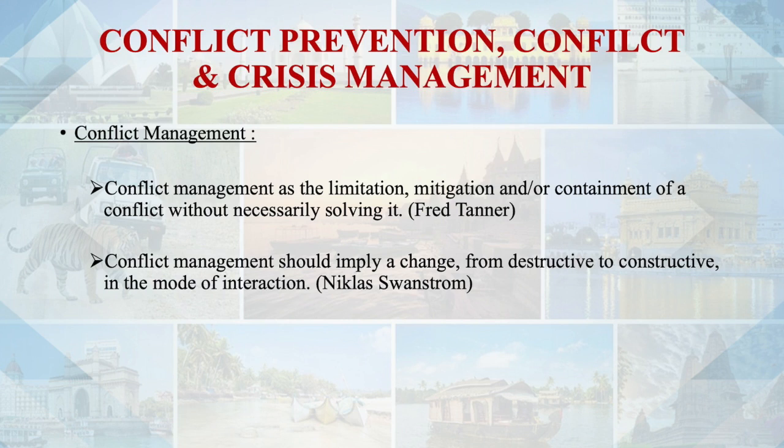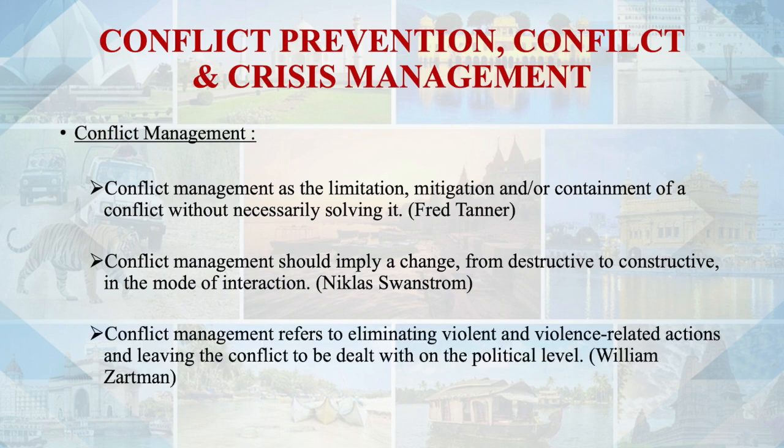If someone asks you in a very brief manner, what do you understand about conflict management? You can say that it is a kind of process where we are changing from destructive to constructive mode of interaction. So conflict management refers to eliminating violent or violence-related actions and leaving the conflict to be dealt with at the political level. Meaning when violence and other related activities have to be overcome, they are dealt with at the political level. This is also one kind of definition, or understanding, of conflict management.